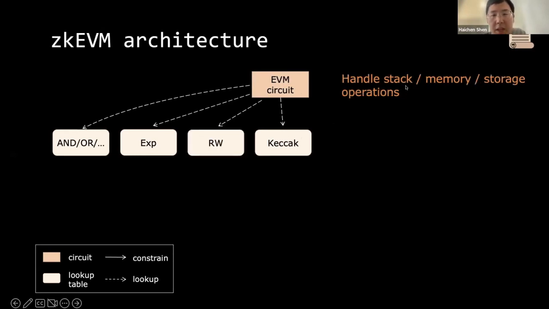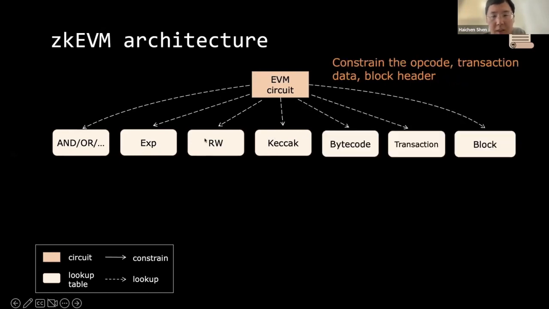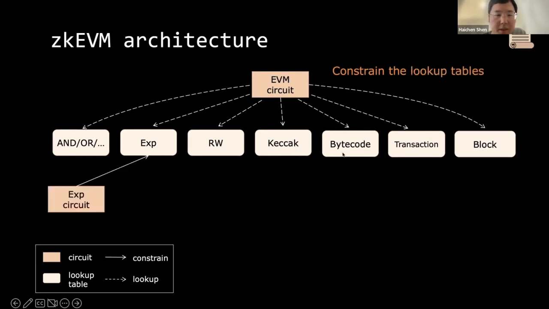And then if you want to handle the stack, memory and storage operations, you have the RW lookup table. And then you also need to constrain, when inside the EVM you want to load certain things, like from the bytecode, from the transaction call data, and from the block information. So you have three additional lookup tables you have to load from. Now we need to constrain the lookup tables.